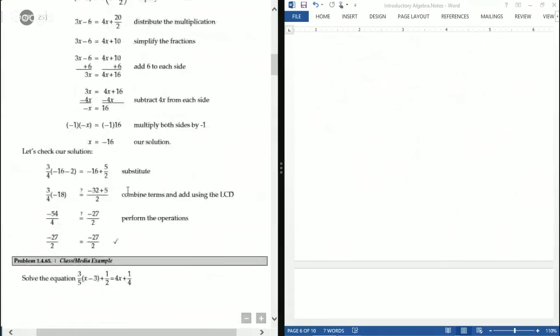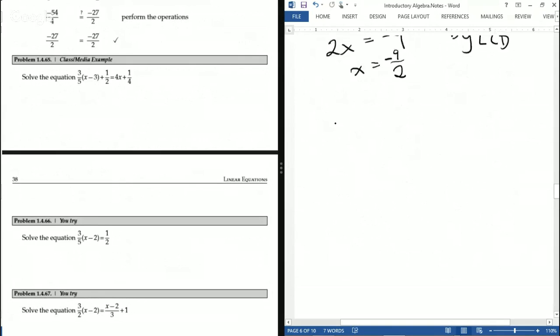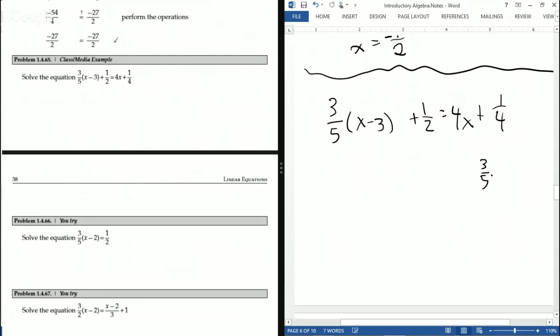Let's do a few problems. We actually have a media example here. The problem is 3/5 times x minus 3 plus a half is equal to 4x plus 1/4. Okay, so I actually have three fractions in this problem. I have 3/5, a half, and a fourth.